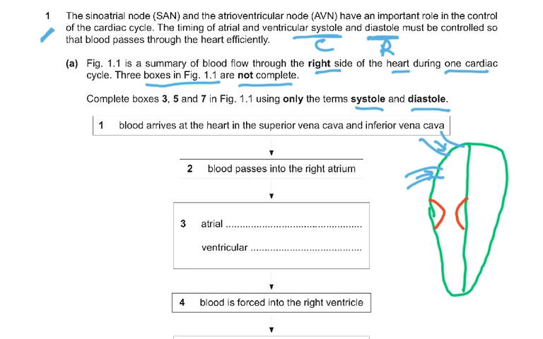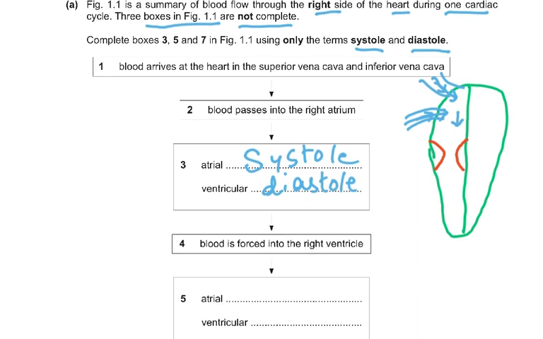Blood arrives at the heart in the superior vena cava. So this is the superior vena cava and this is the inferior vena cava. And blood passes into the right atrium. Then what is going to happen? Then it's called atrial systole. So the atria are going to contract. So atrial systole, then ventricular diastole. And then blood is forced into the ventricle. So the blood enters the ventricle.